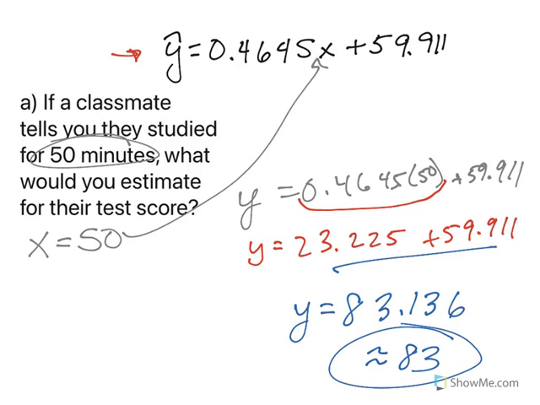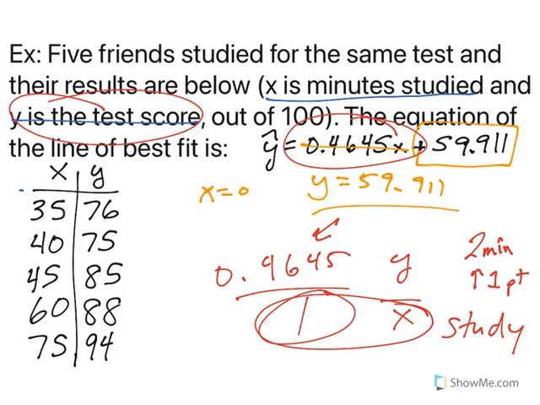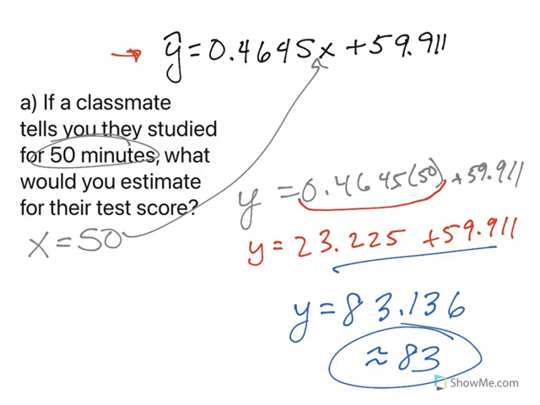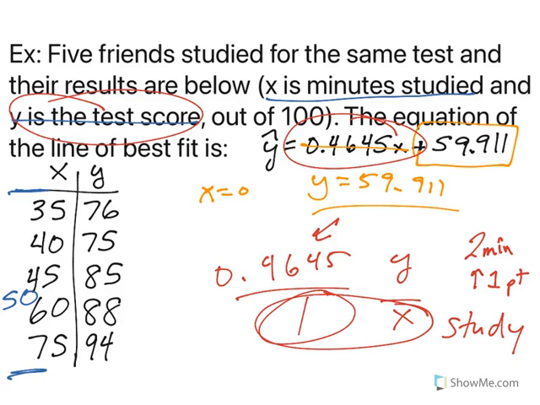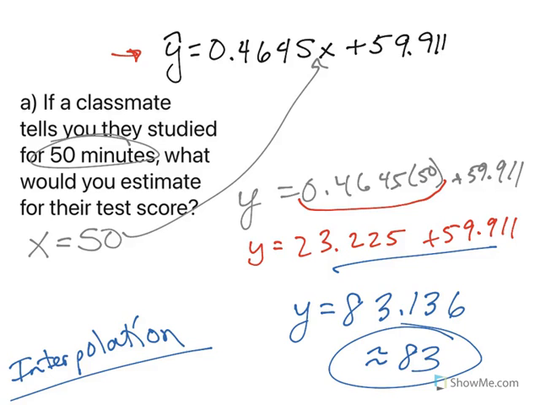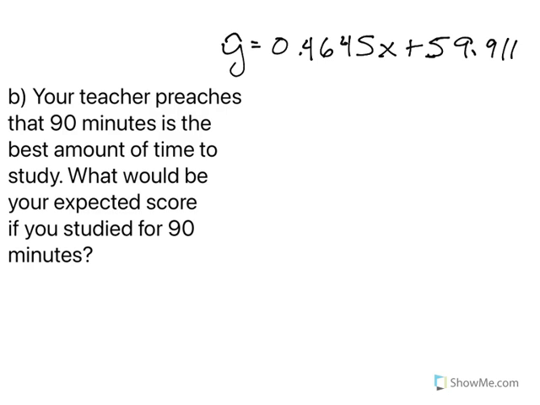That's awesome. Now, notice our X values went from 35 to 75. 50 is inside, right? So this is an example of interpolation, because it was inside the range of data that we had. And that makes sense. 50, 83, it's pretty close, right? Okay, so now let's do part B.